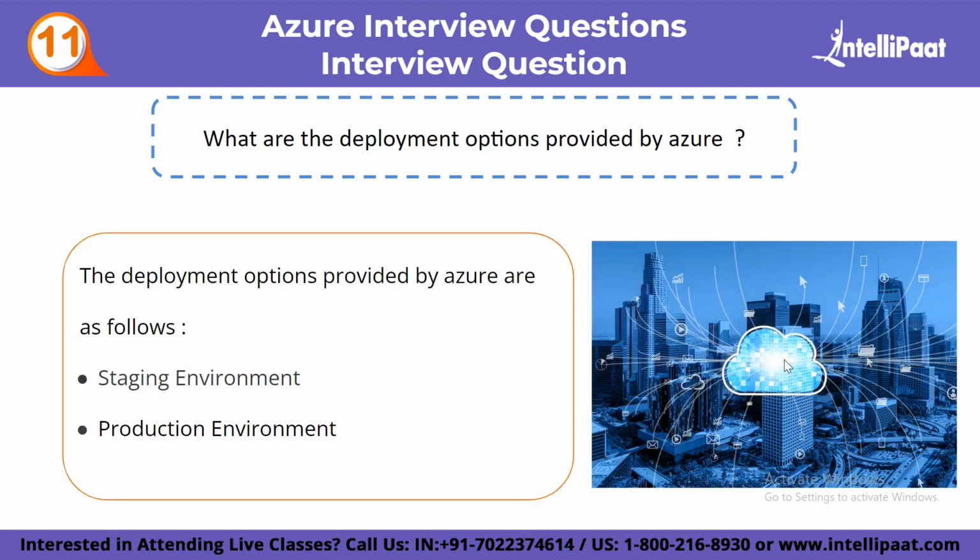The next question is, what are the deployment options provided by Azure? This is a kind of intermediate level question, and the answer is, the deployment options provided by Azure are as follows. The first one is the staging environment. It is used to validate the changes of an application before making it live. The next is the production environment. This is where the applications go live and can be accessed by target users with a DNS-friendly URL. I hope you got the answer to this question. Now let's move forward and discuss the next question.